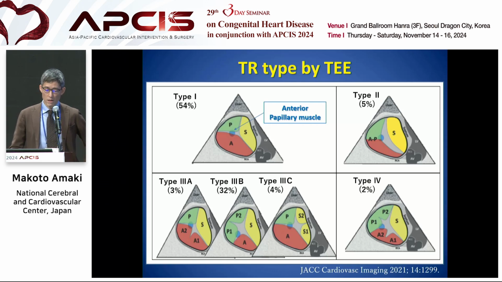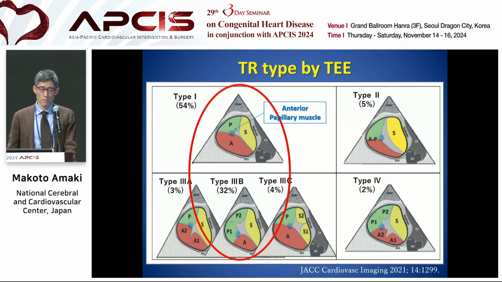This is the type of TR differentiated by the TEE. People will think that the tricuspid valve only consists of three leaflets, but actually it is very variable. Some patients have more than three, or some patients have two leaflets. Notice that the major type is type 1, but the second major type is type 3B, which consists of 4 leaflets. Mostly the posterior leaflet is divided into 2.